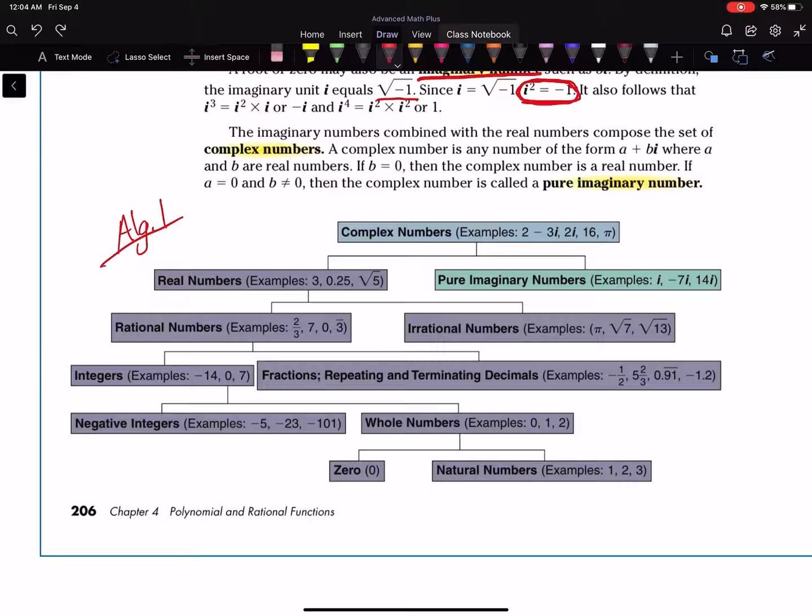Complex numbers are basically all of the numbers. Complex numbers, it can be an imaginary number being added or subtracted from a real number. It can just be an imaginary number. It can just be a real number. It can be any kind of number. So the complex number system is all the numbers that exist, okay? Even the imaginary numbers and the real numbers.